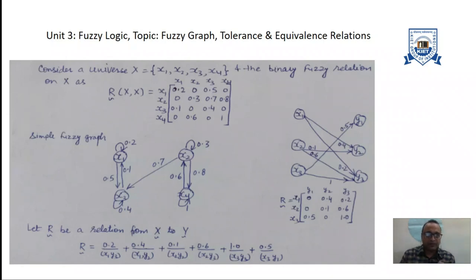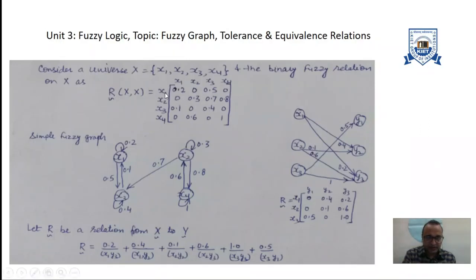Now see here, I'm taking an example where we have a universe of discourse x, and in the universe x there are four elements. We are making a relationship with x and x itself, so the space is x cross x. Each and every element has some kind of relationship with the other elements also, and that relationship is mentioned in this matrix.